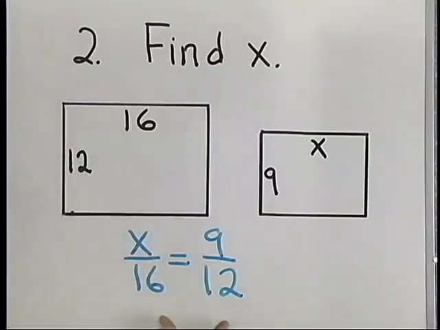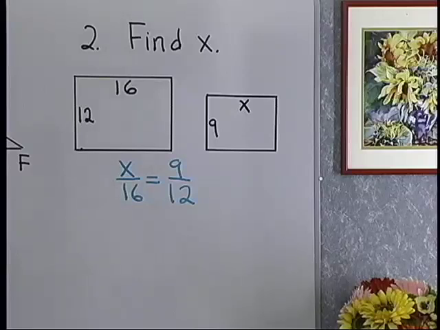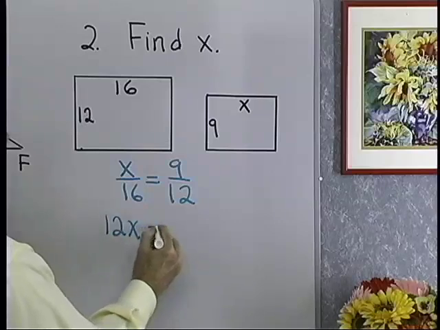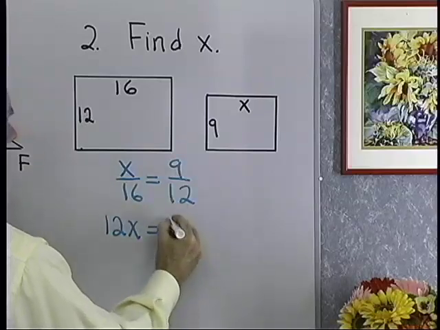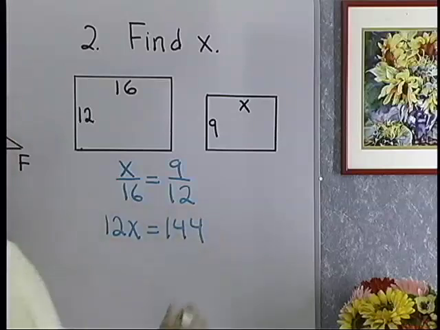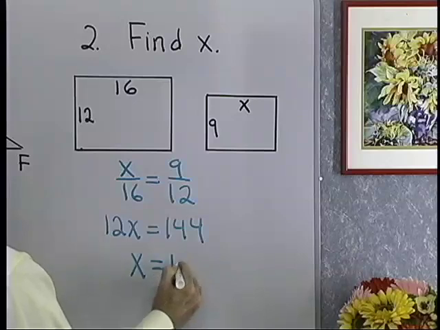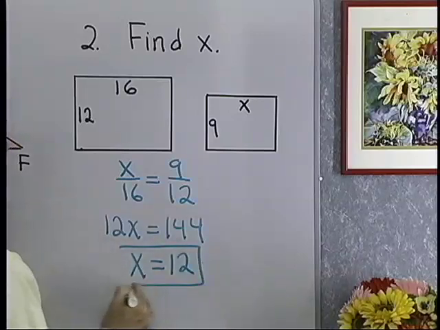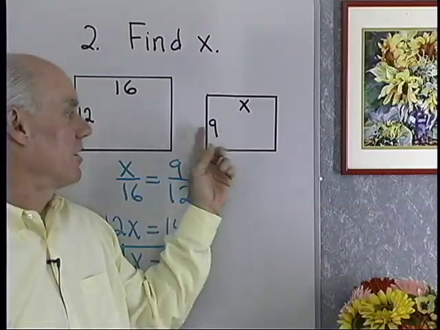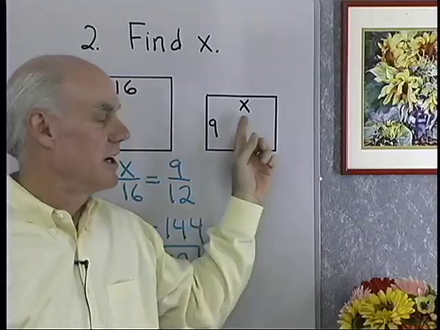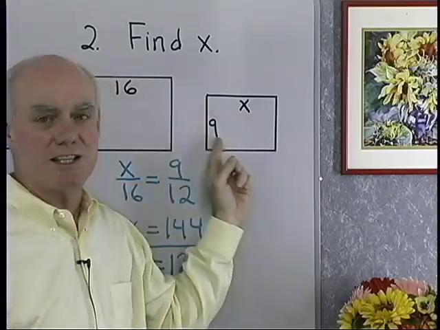So that gives me a little proportion to solve, and I'm going to use my means extreme property. x times 12 is 12x, and then 16 times 9, I believe, is 144. So I have 12x equal 144. I'll divide both sides by 12, and I'll end up with x is equal to 12. So if these two rectangles are similar, then it must be true that x is equal to 12, because this side is to this side as this side is to this side.